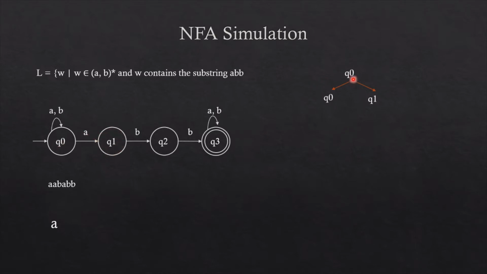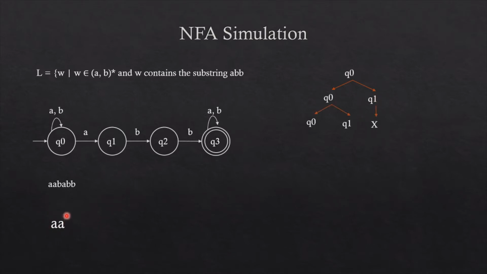So from Q0 on seeing A, there's one flow that's going to Q0, and there's another flow that's going to Q1. So from Q0, it basically duplicated itself, and one of them stayed on Q0 and one of them went to Q1. And that's after seeing the first symbol.